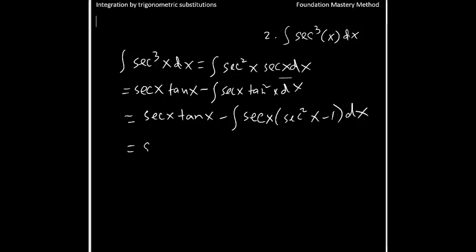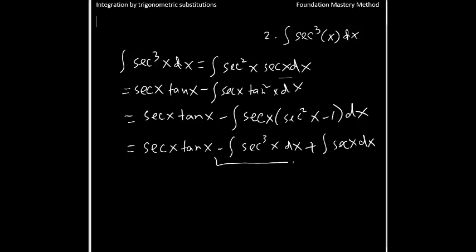Now this part is giving me secant x tangent x minus, if you distribute, secant cube x, that has come back, the original problem, plus the integral of secant x dx. Now if you move this one to the other side, then we will have 2 times the integral of secant cube x dx equals secant x tangent x plus the integral of secant x.